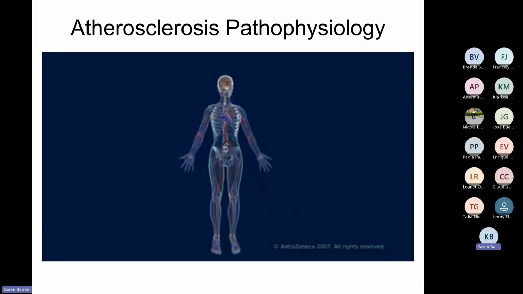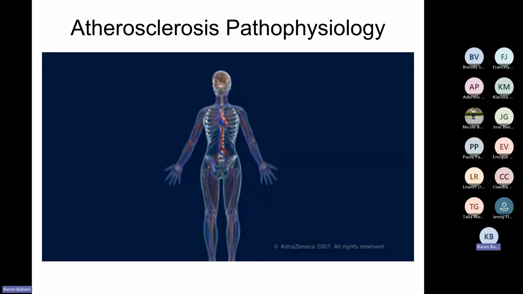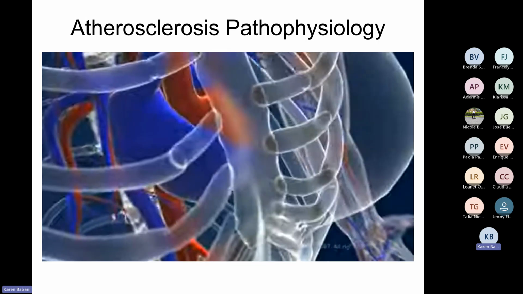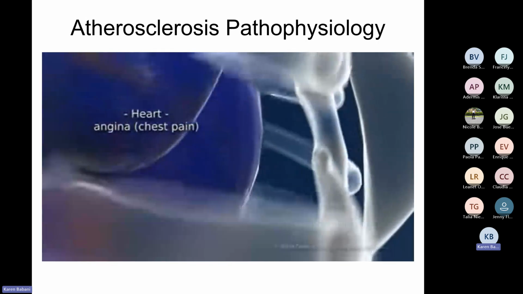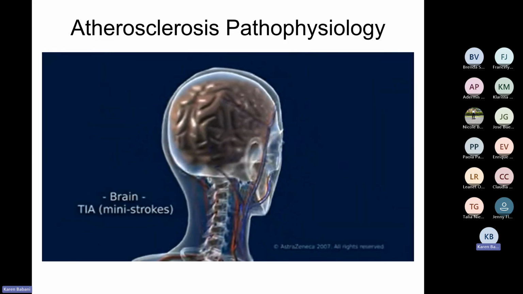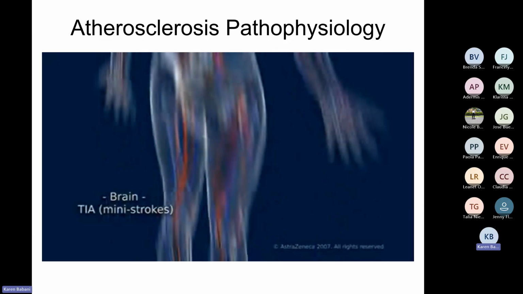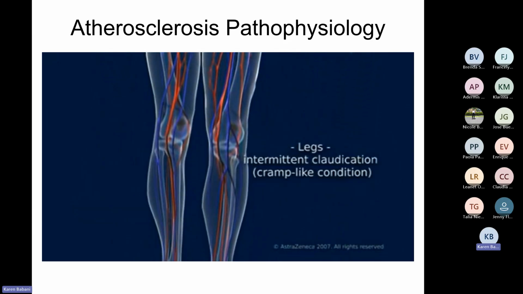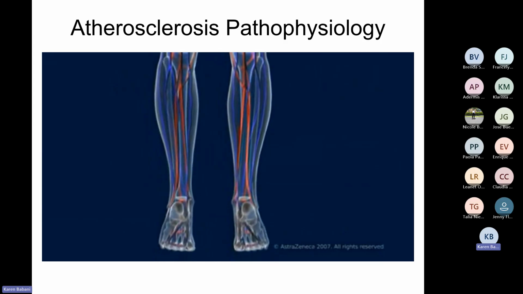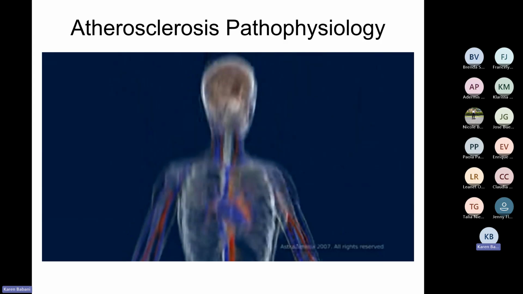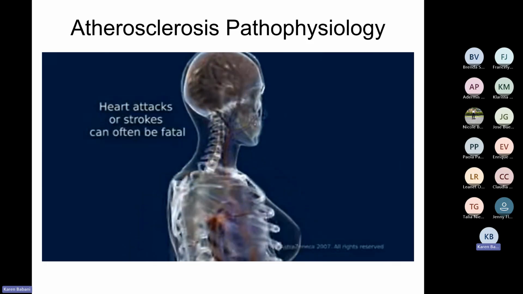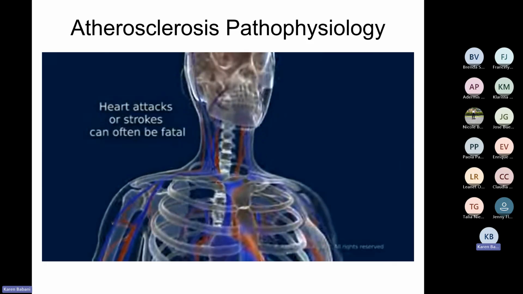But some people can have no symptoms even with extensive atherosclerosis and are at risk from sudden death. The symptoms depend on the site of the affected artery. In the heart, it can manifest as chest pains, angina. In the brain, as a type of mini-stroke called transient ischemic attacks. And to the legs as a cramp-like condition called intermittent claudication, which can result in amputation of the limb. If a plaque ruptures, the resulting blood clot may block the artery and cause a heart attack or a stroke, which can often be fatal.